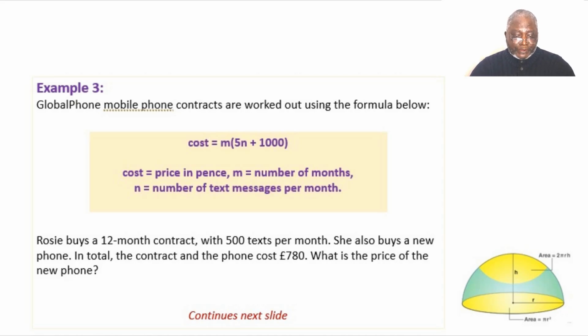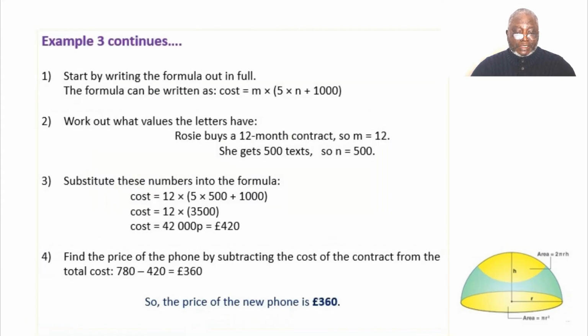So Rosie buys a 12-month contract with 500 texts per month. She also buys a new phone. In total, the contract and the phone cost £780. What is the price of the new phone? That's what we have to find out. Let's look at it as it continues.